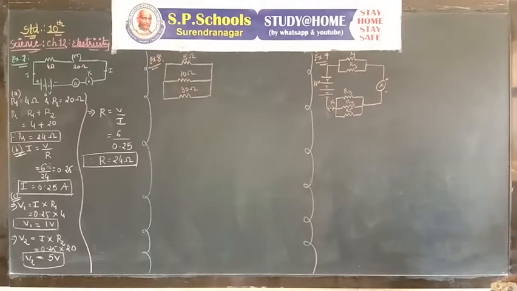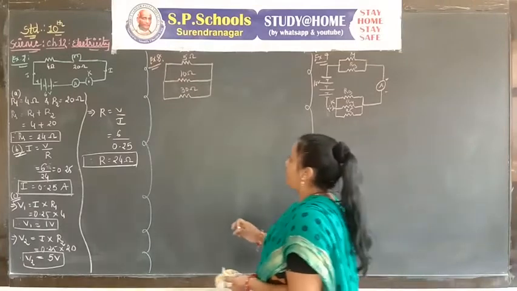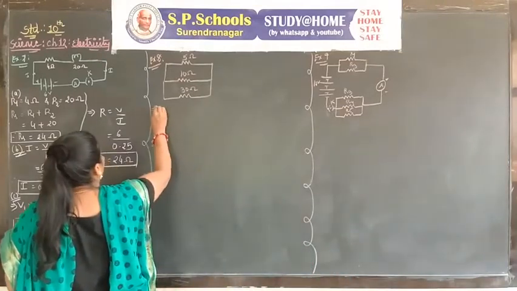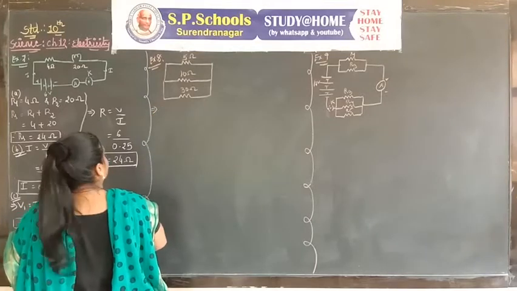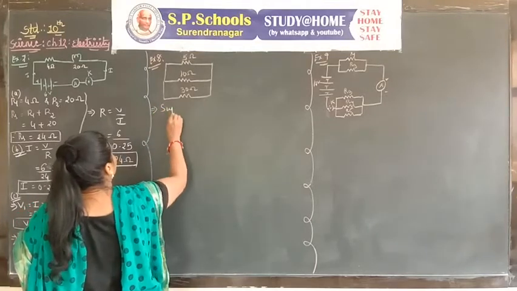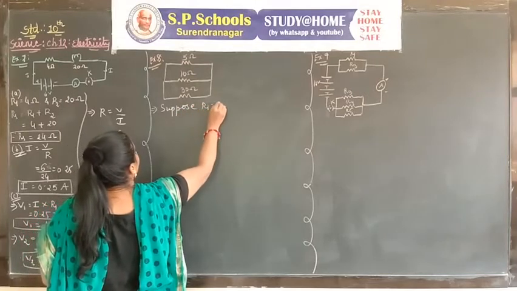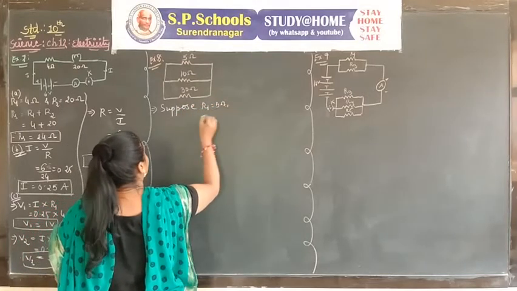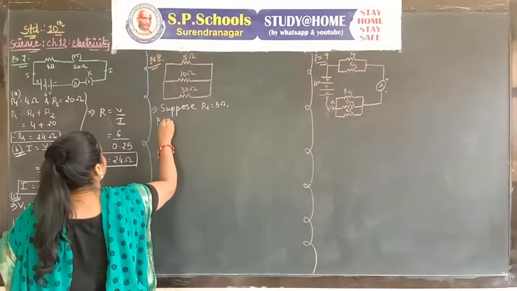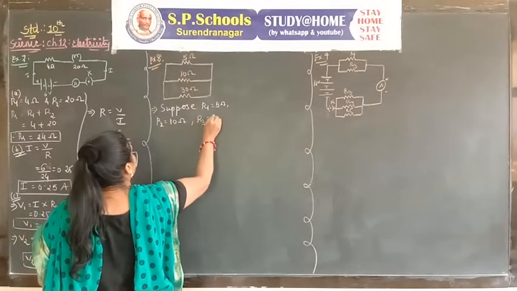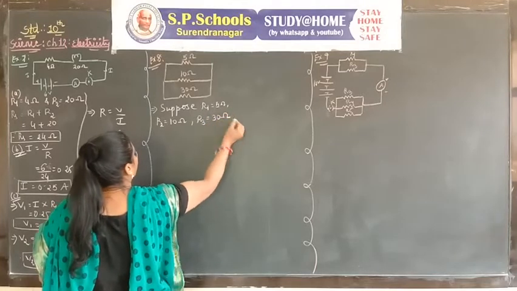We have 3 resistances given, R1, R2 and R3. We write it. Suppose R1 is equal to 5, R2 is equal to 10 and R3 is equal to 30.